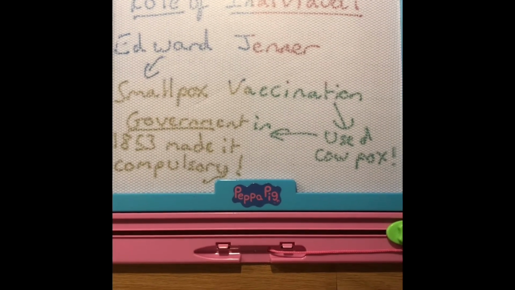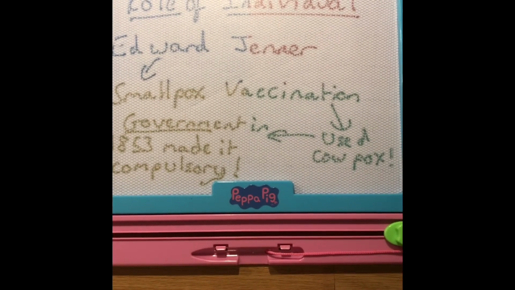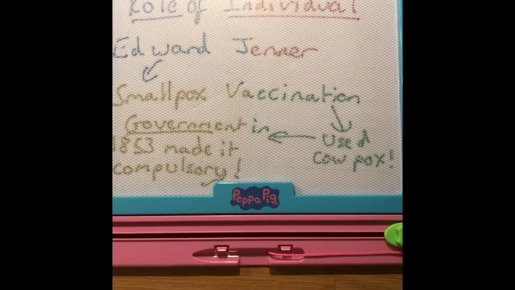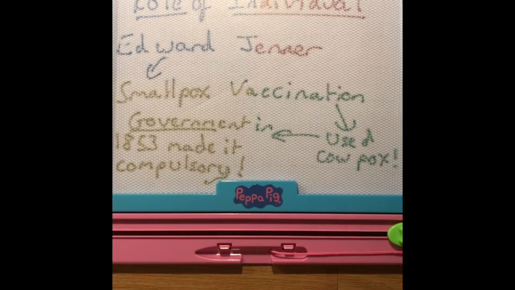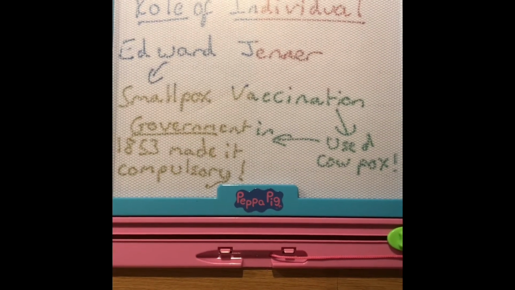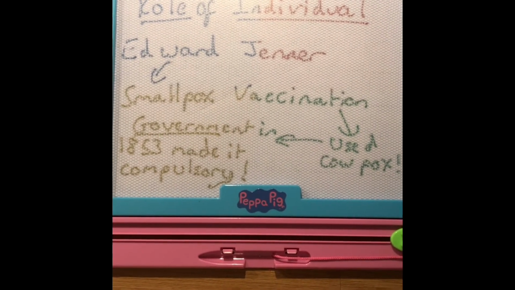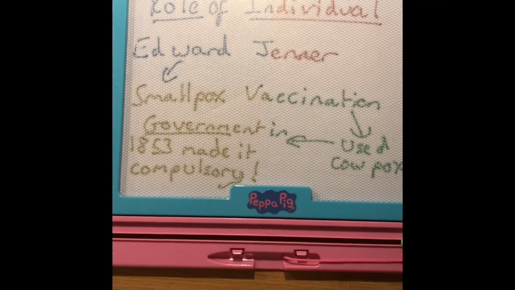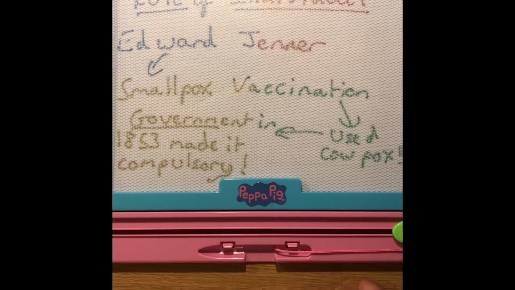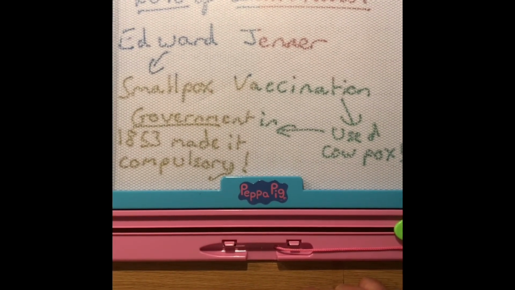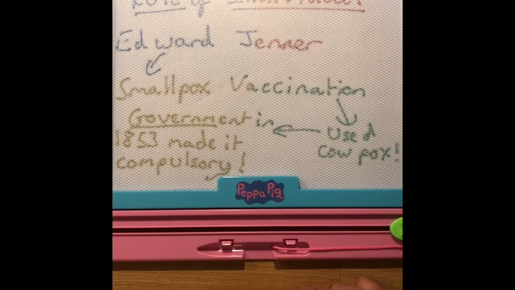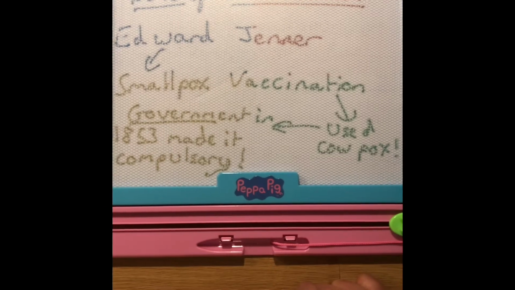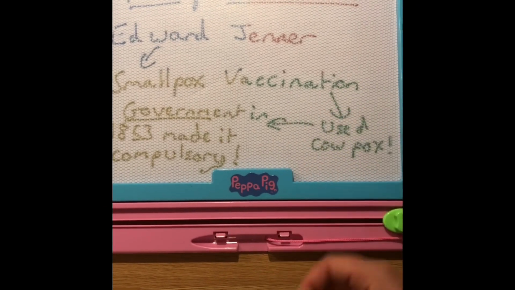However, he couldn't prove how it worked, and he was a doctor from a rural area, and London doctors didn't like him because they thought he wasn't as reputable. So it wasn't actually accepted until 1853, after the government had invested some money into Edward Jenner's research, and it was then made a compulsory vaccination. So how did he improve medicine? He created the first vaccination.